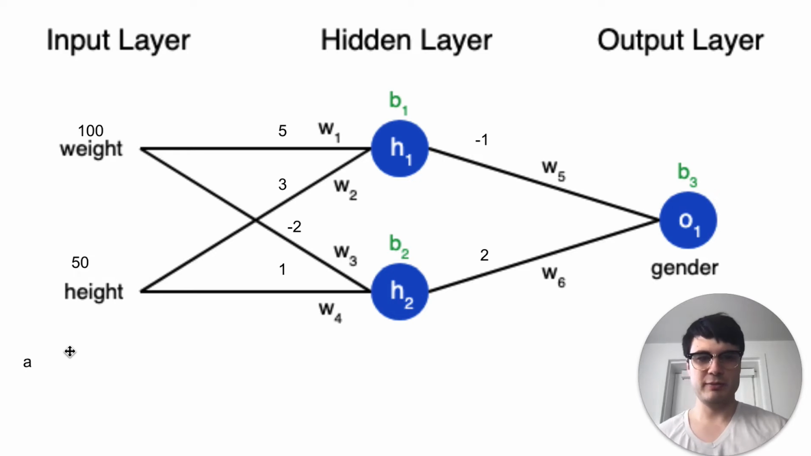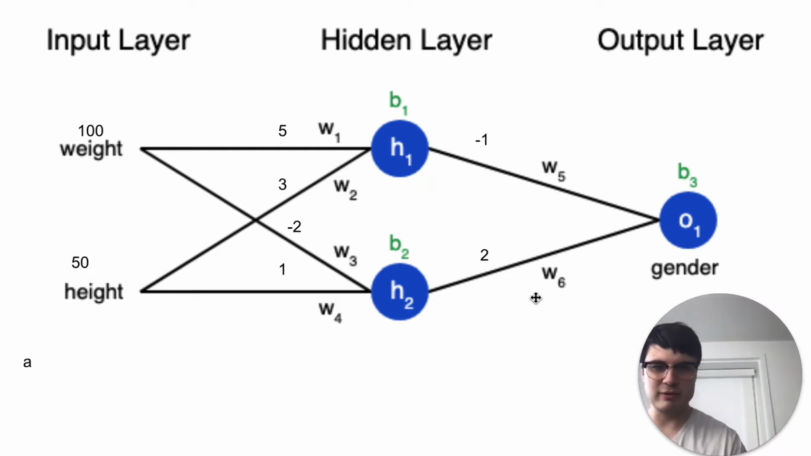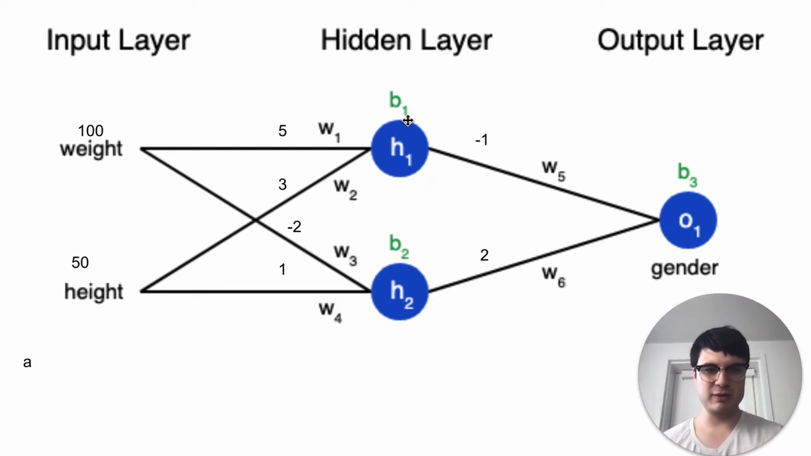Let's walk through the process of making a prediction with a neural network. So we're given a pre-trained neural network. In other words, this neural network has already been trained using the stochastic gradient descent process. And in that training process, a bunch of weights were learned, so W1, W2, W3, W4, W5, W6, as well as biases B1, B2, B3.